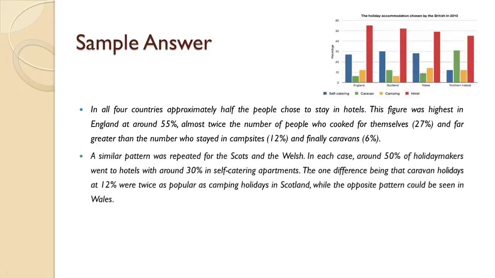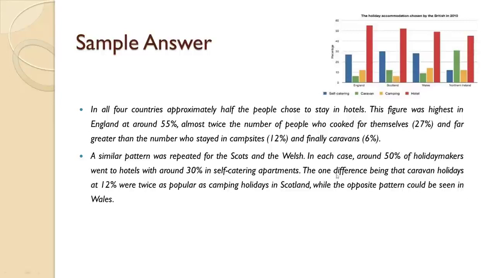And now we are going to describe Scotland and Wales. A similar pattern was repeated for Scotland and Wales. Same pattern: hotel, self-catering, the blue one, and caravan, camping. The same pattern was followed in the case of Scotland and Wales. The one difference is that caravan holidays at 12% were twice as popular as camping in Scotland, while the opposite pattern could be seen in Wales.